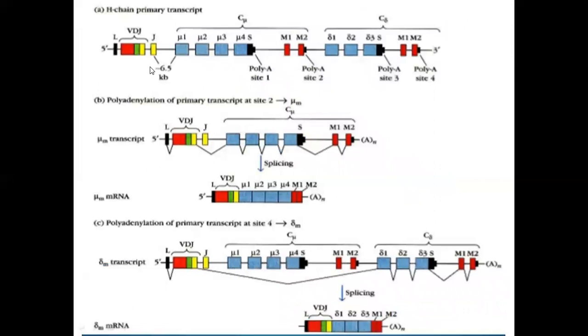How does this take place? This is also almost similar. Polyadenylation of the primary transcript till site 2, then joining, splicing, and we end up with a mu mRNA. Then polyadenylation of the primary transcript at site 4, and this part will be eliminated. In between, mu will be eliminated. In the first one, this part will be eliminated, and in the second one, during expression, this part will be eliminated during splicing, and we end up with the mRNA that will be transported out of the nucleus, and is translated to the particular heavy chain.